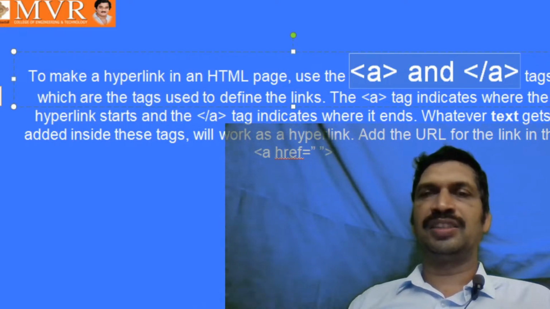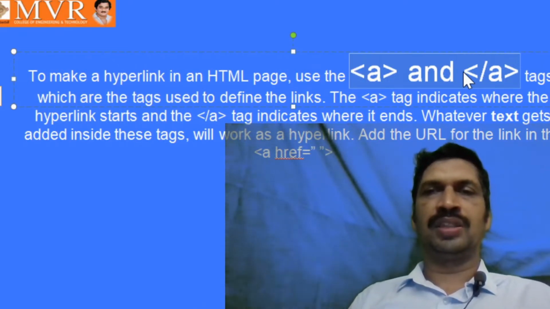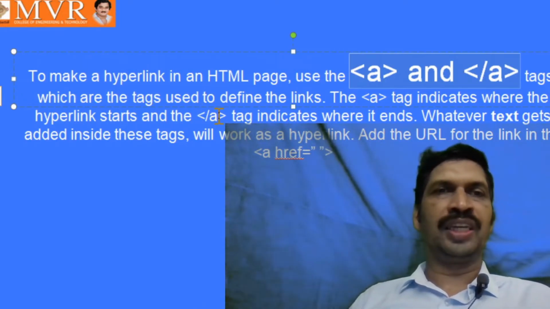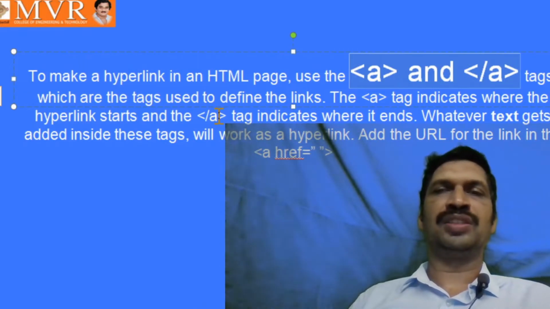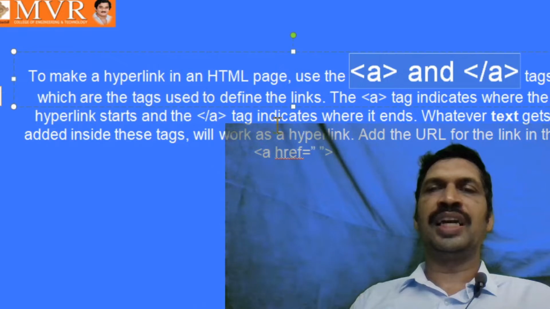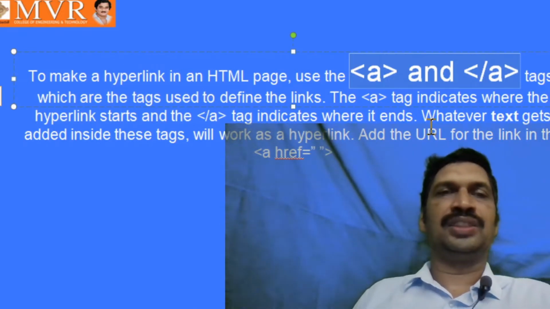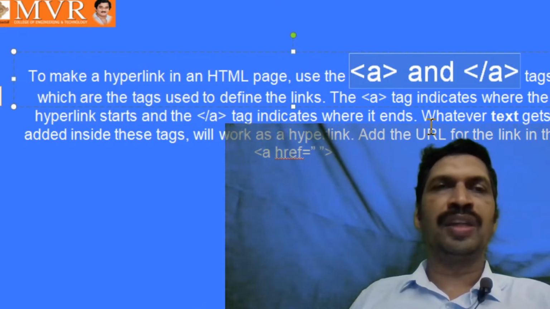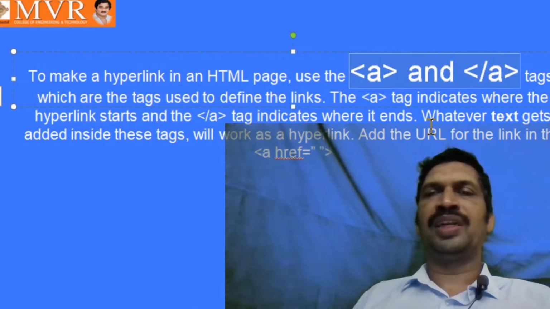The anchor tag indicates where the hyperlink starts. The A tag, within this A and /A, indicates where the hyperlink starts. And /A, the closing element, less than symbol, /A, greater than symbol, is called the closing tag. The closing tag indicates where it ends. In the anchor tag, the A tag indicates where the hypertext starts, and the /A tag indicates where the hypertext ends.